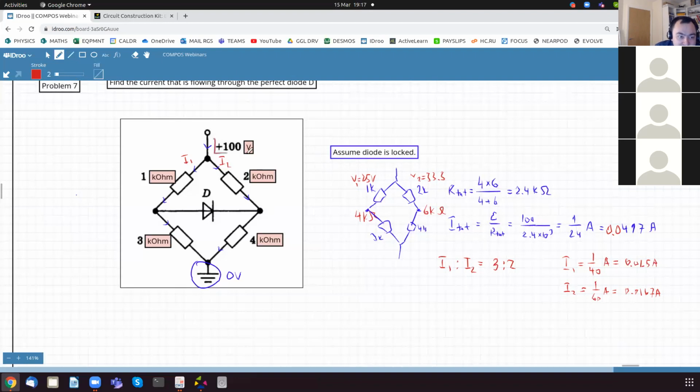So the potential here is 100 volts. The potential here is plus 75 volts because there's a potential drop from this point to this point because the voltage on this resistor is 25 volts. The voltage on this resistor is 33.3. So we've got a 66.7 volts potential here. That means that the potential at this point is bigger than the potential at this point. That means the diode cannot be locked.